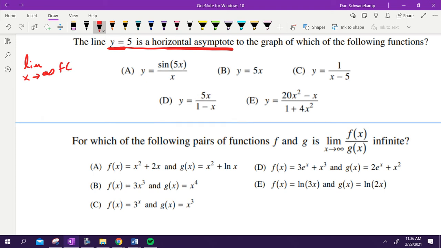So our question really is the limit as x approaches infinity of y, I called it f of x. Which of those is going to be equal to 5? That's what we're trying to decide here. Show me with your fingers. 1 for A, 2 for B, 3 for C, 4 for D, 5 for E. What did you get?